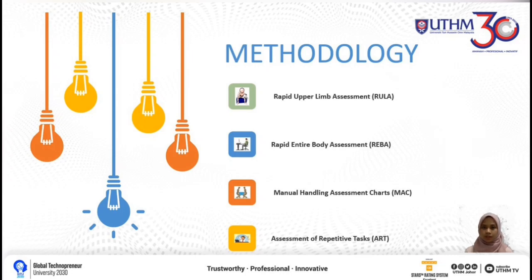Next part is methodology. Here we have 4 methods that we use to assess the risk of work-related musculoskeletal disorder. First, rapid upper limb assessment. Second, rapid entire body assessment. Third, manual handling assessment chart. And last one is assessment of repetitive tasks.